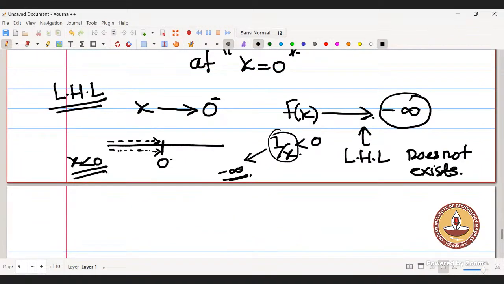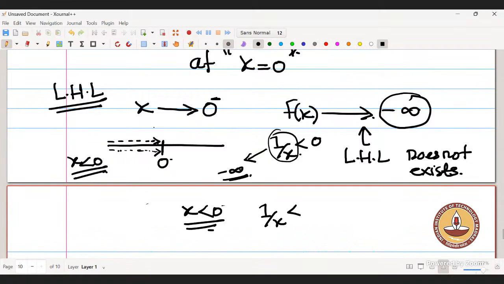See, if x is small, going towards 0 from the negative side, that means if x is negative, then 1 by x is also negative. So we can also say that as the value of x increases, it will come closer to 0, and as the value of x decreases, it will go far from 0.